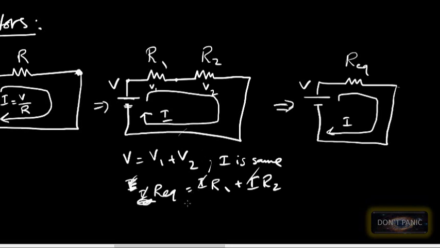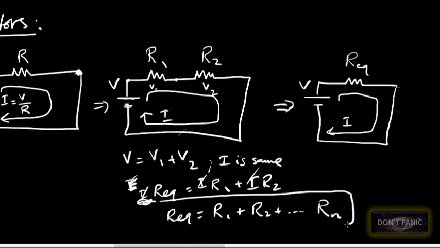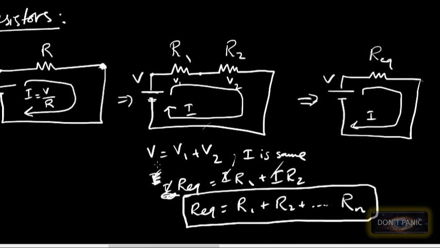Okay, so currents cancel. So total resistance or equivalent resistance in a series circuit is just the sum of all the resistances that you have in a circuit. Okay, so you can simply add up all the resistances that you have, and find your current and your voltages based on the current that you find. Okay, so resistors in a series circuit are very straightforward.